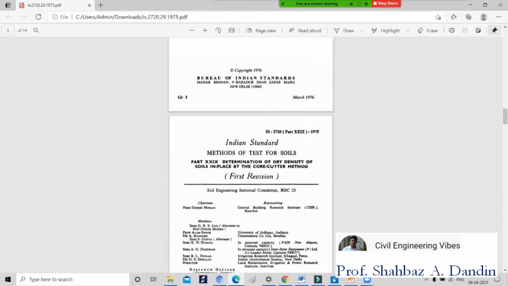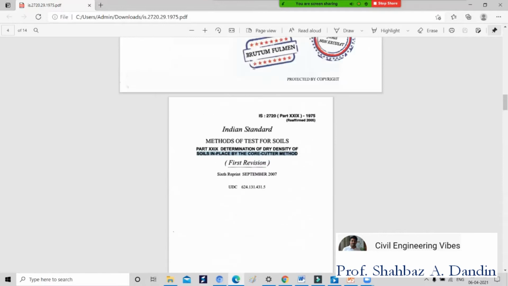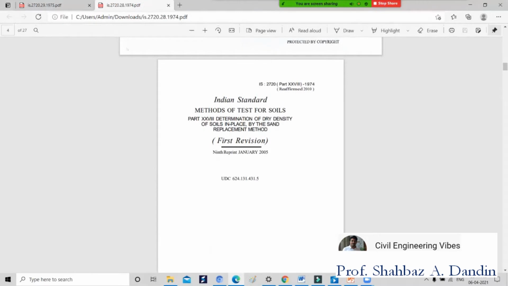As the name itself suggests, the core is nothing but the heart. Wherever we have hard soils, we use this core cutter method. Another method is the sand replacement method, which is under IS 2720 Part 28. In this session, we are only going with the core cutter method.